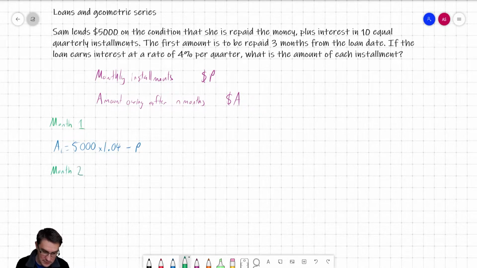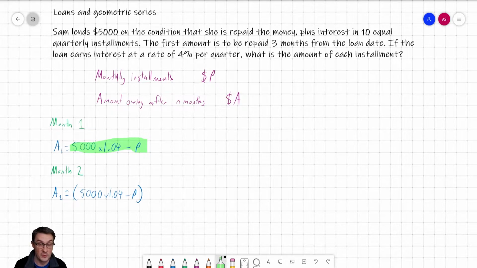As we move on to the second month now, what we're going to have is A2 is equal to 5,000 times 1.04 minus P. And this is taken from this here because whatever we have at the end of the first month is going to start off our second month. And then as well as this, we need to multiply that by 1.04 and we need to minus P as well. Now I want to expand and simplify and rearrange this a little bit.